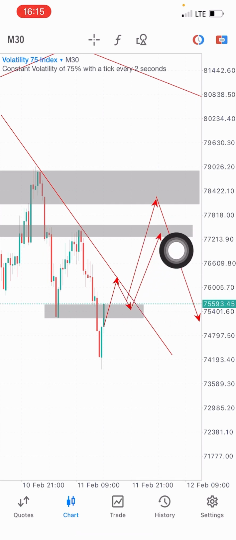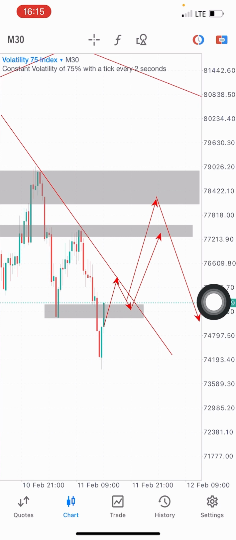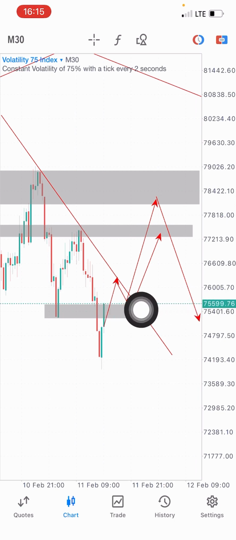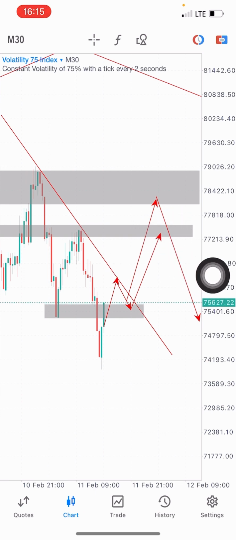So if it fails and gets to this area, I'll still take another entry here and target this area here. All right, so this is how I plan on attacking the markets. Around this place now, I'm not looking for any entry. I'm only anticipating an entry around this area.